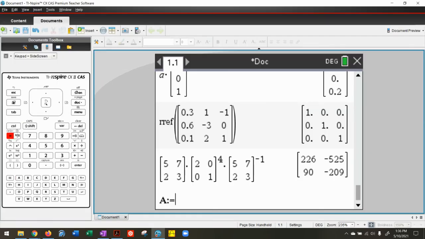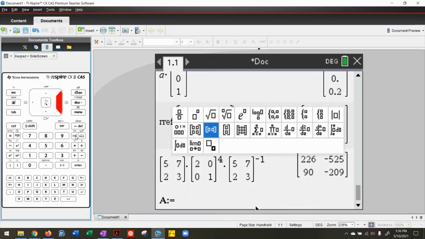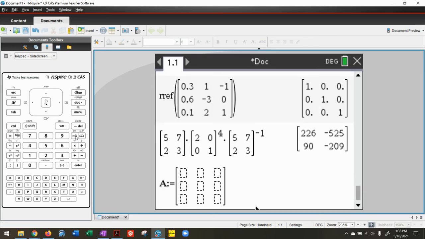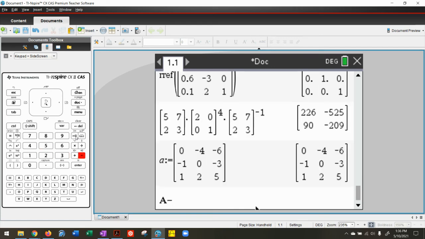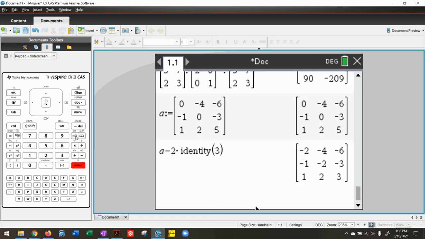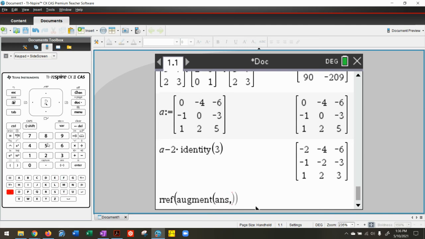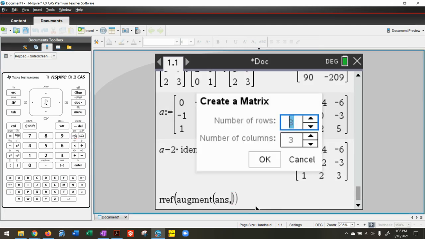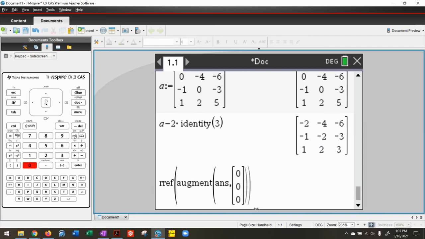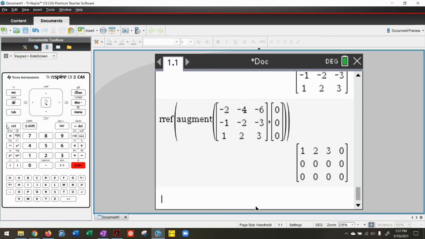All right, so let's define A to be the 3 by 3 matrix 0, negative 4, negative 6, negative 1, 0, negative 3, 1, 2, 5. Let's take A minus 2 times the 3 by 3 identity, augmented with 0. So right now we are finding the eigenspace basis associated with lambda equals 2. Excellent, it's two-dimensional.